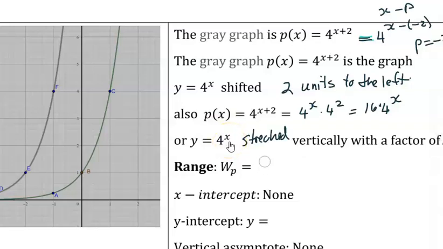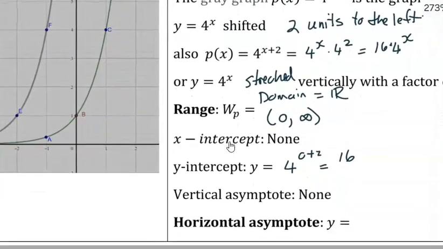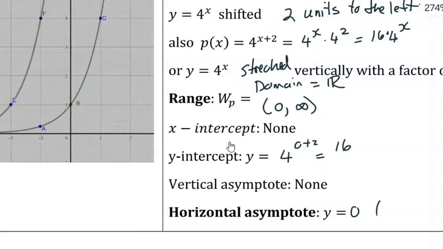My domain is R, but my range is again from 0 to infinity. My y-intercept happens at 4 to the 0 plus 2, which is equal to 16. And no vertical asymptote, but my horizontal asymptote is again the x-axis. It's actually quite boring, but that is how it is.